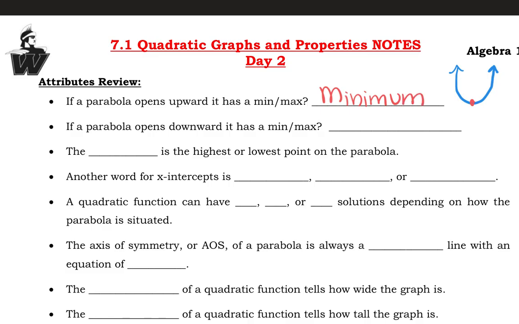All right, what if it opens downward? What do you think it's going to have then? A maximum. So that would be a maximum. What is that point called, the one that's the minimum or the maximum? A vertex.